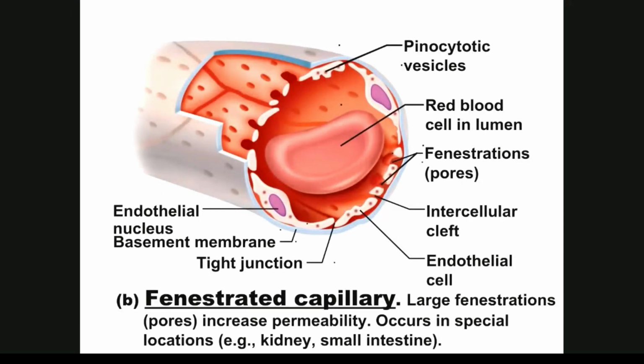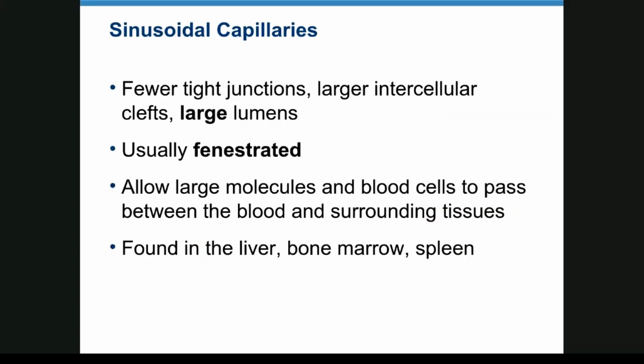Here are our little fenestrations. See, they're very small here. Fenestrations right here. Holes, holes. And sinusoidal capillaries have very large lumens and large fenestrations, and a lot of molecules and even blood cells can pass back and forth between the blood and the surrounding tissues. Common in the liver, bone marrow, and spleen.